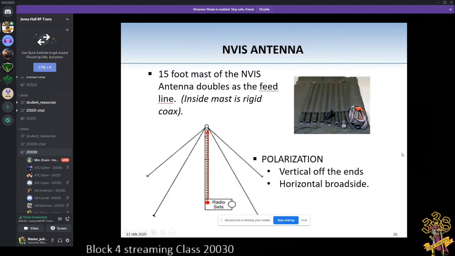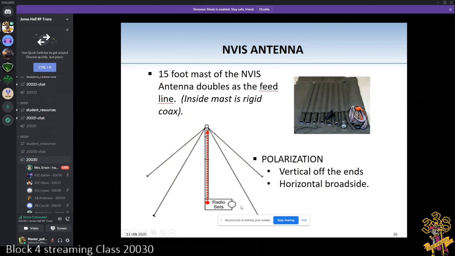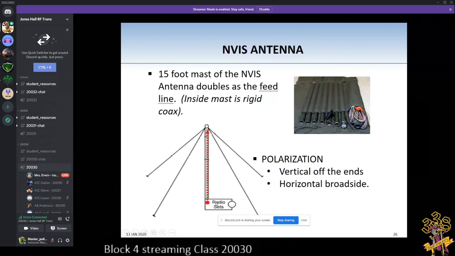Now, also on the NVIS, on the base plate at the bottom is a coaxial cable connector. So you can just run a cable from your radio, connect it to that connector on the base plate of the antenna, and then the mast itself of the NVIS acts as a feed line. Because when you put all these mast sections together, it forms a rigid coax. So that rigid coax can take the signal from the radio up to the two crossed dipole antennas.